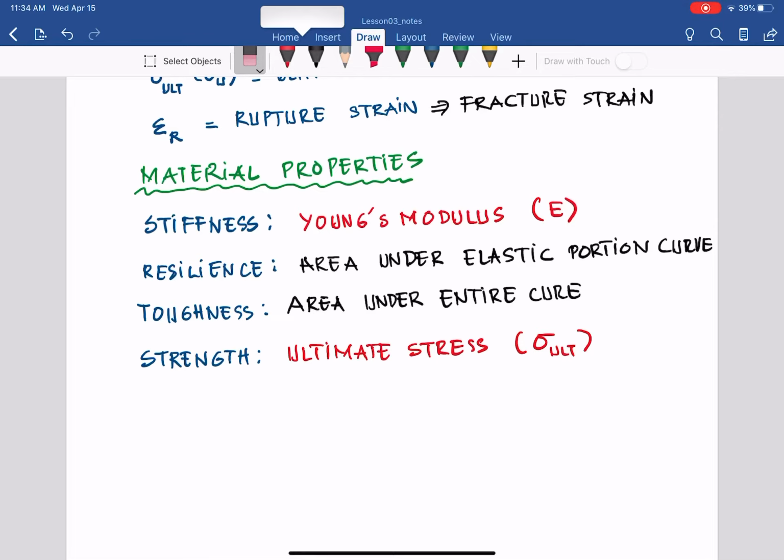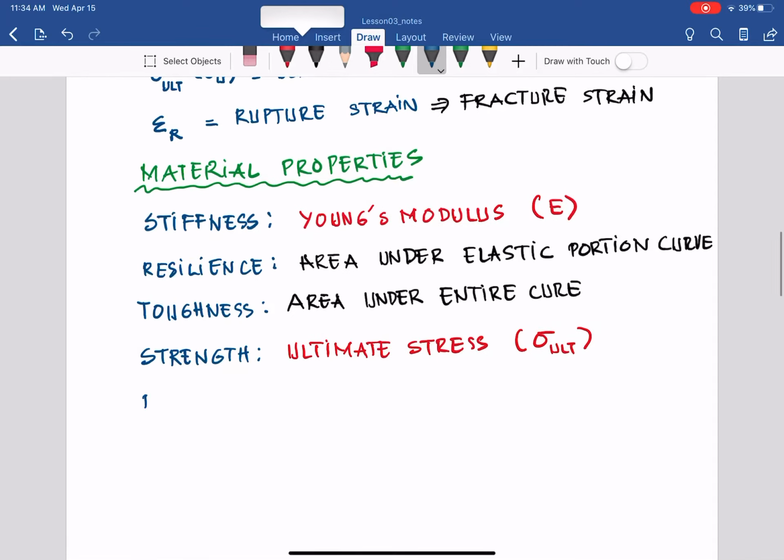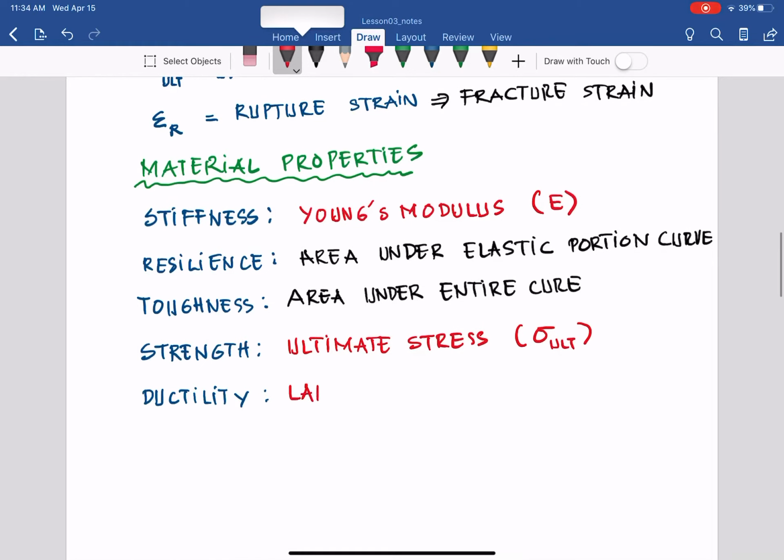Steel, for example, is very ductile. Aluminum as well. So to measure the ductility of the material, it will be whether they have a large rupture strain. For that material, it needs to have a large rupture strain.